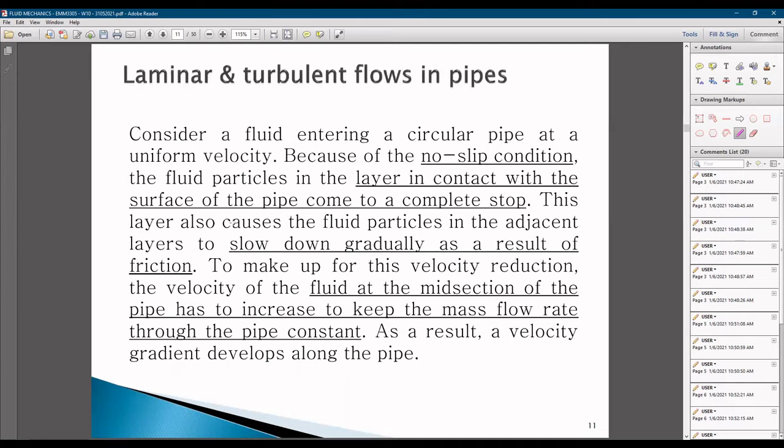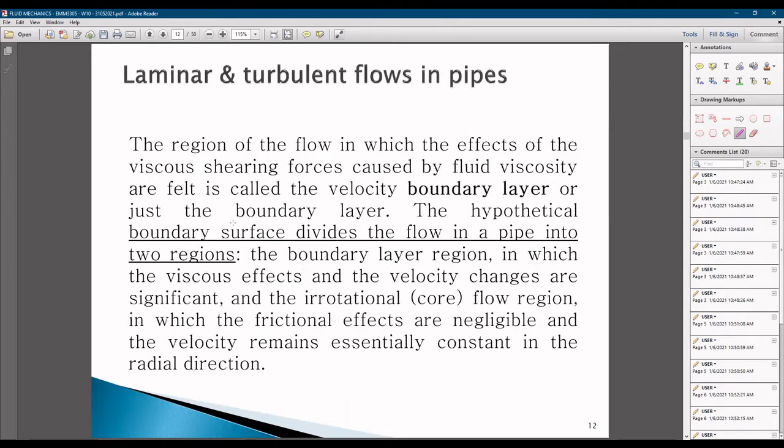To make up this velocity reduction, the velocity of the fluid at the midsection of the pipe has to increase to keep the mass flow rate through the pipe constant. As a result, a velocity gradient develops along the pipe. The region of the flow in which the effects of the viscous shearing force caused by fluid viscosity are felt is called the velocity boundary layer, or just the boundary layer.